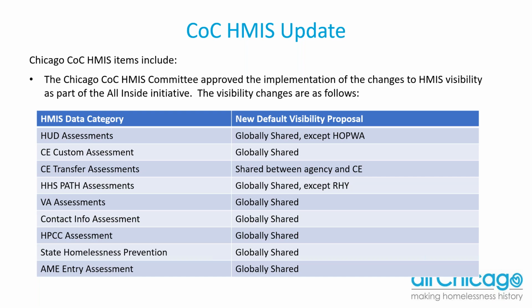And if there's any questions as we go along, please bring them up. So it's a long list because we have a lot of different kinds of assessments currently in the HMIS. There's some categorization here, but it's basically an assessment by assessment recap of what the visibility sharing will be going forward when we get into the implementation stage.